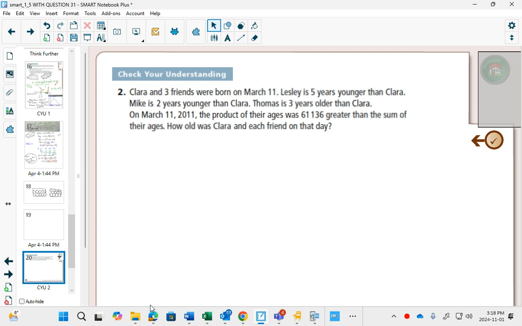But instead of knowing how old she is, you know the following fact. You happen to know that on March 11th, 2011, the product of their ages is 61,136 greater than the sum of their ages.